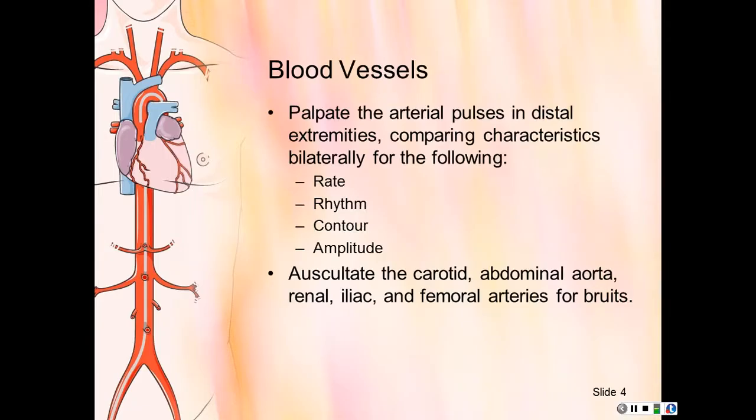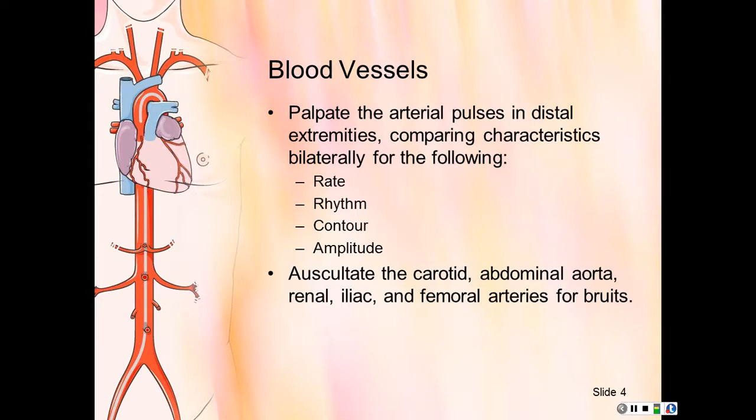So let's start with the physical exam. You're going to look at and palpate arterial pulses in distant extremities. You're going to look for the characteristics of rate, rhythm, contour, and amplitude. When you're doing the radial pulse, you're going to be on the thumb side of the wrist.